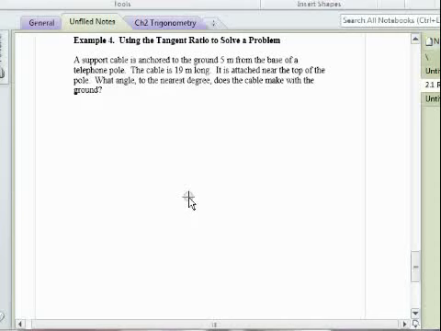All right, we're going to do section 2.1, the tangent ratio. This is example 4. And the question says, a support cable is anchored to the ground 5 meters from the base of a telephone pole. The cable is 19 meters long. It is attached near the top of the pole. What angle to the nearest degree does the cable make with the ground?